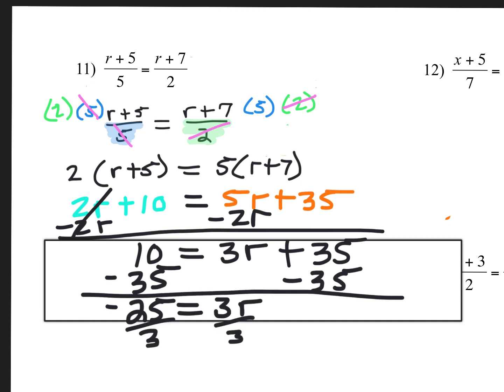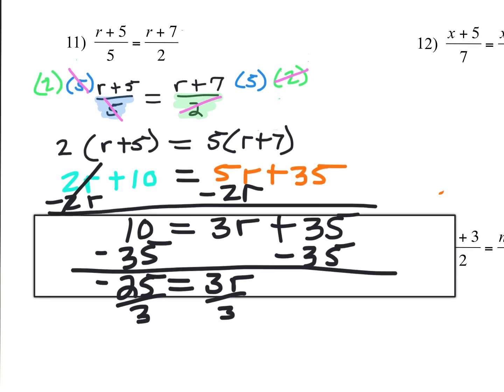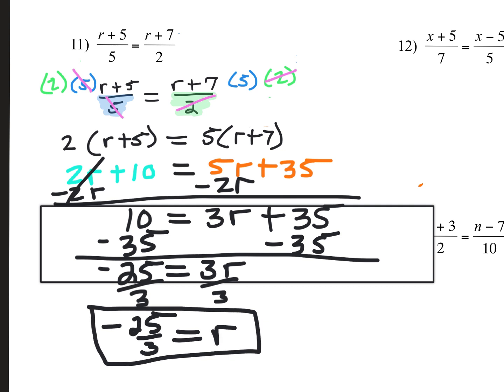Divide both sides by 3. And so I'm left with negative 25 over 3, because that is a fraction that does not simplify any more than it already is. So our final solution is negative 25 over 3.